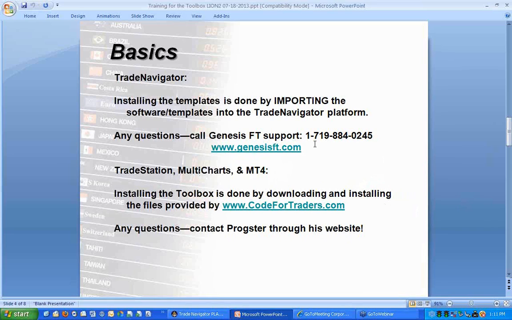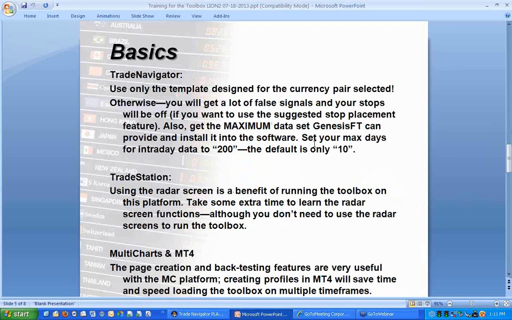Genesis, you want their support number and the website, and of course Code for Traders if you're using it on the other platforms. If we then were to go to some very important basics about making sure you're using the system right to begin with. First of all, on Trade Navigator, don't use the template designed for the currency pair selected. And the reason you want to do that is that there are suggested stops used by the Toolbox.